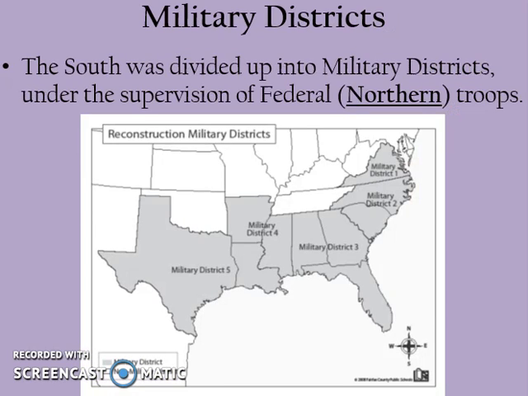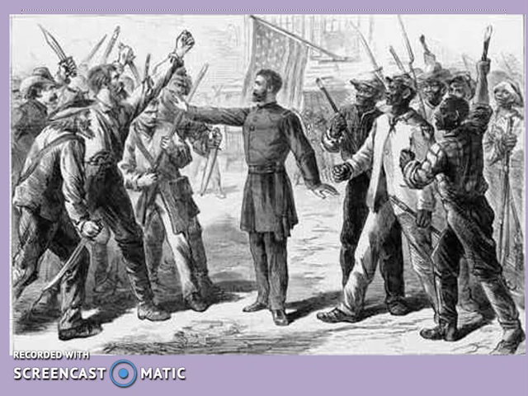The South was divided up into different military districts under the supervision of federal or Northern troops. You can see from the map that most of the former Confederacy, except for Tennessee, was put under military control. This political cartoon is showing how federal troops are trying to come in and keep the peace between white Southerners and black Southerners.